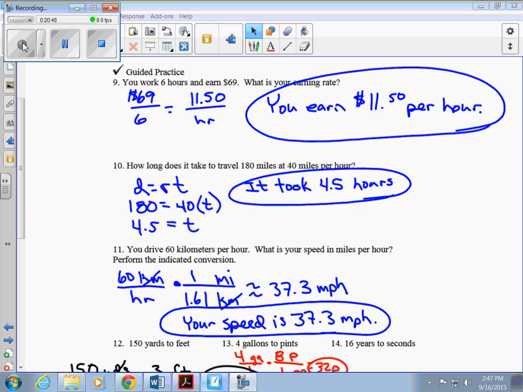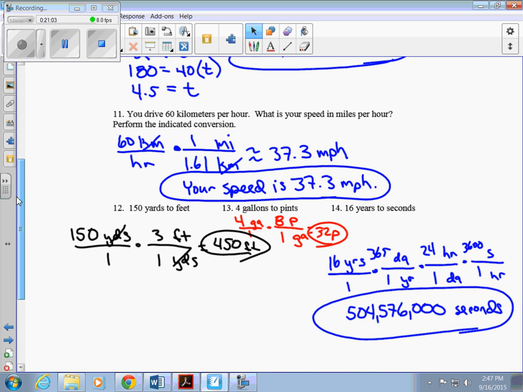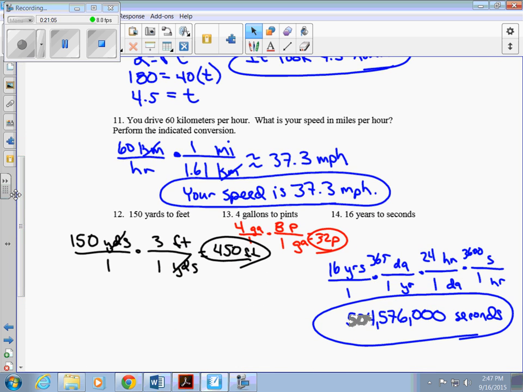And here are the answers to your guided practice questions. So number 9 was $11.50 per hour. Number 10, it took 4.5 hours. Number 11 was 37.3 miles per hour, number 12, we got about 450 feet. 13 was 32 pints, there's 8 pints in a gallon.